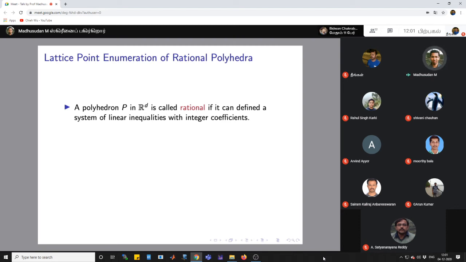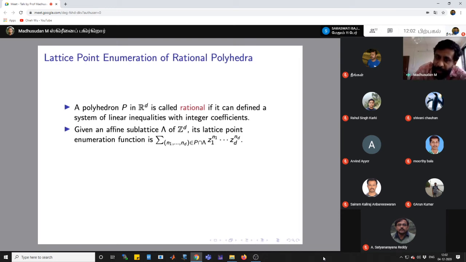So a polyhedron P is called rational if it can be defined by a system of linear inequalities with integer coefficients. Remember, by definition, a polyhedron is a subset of R^d which is given by a system of linear inequalities with possibly real coefficients. But if you can choose these coefficients to be integers, then you call your polyhedron rational. So this is the definition of a rational polyhedron.